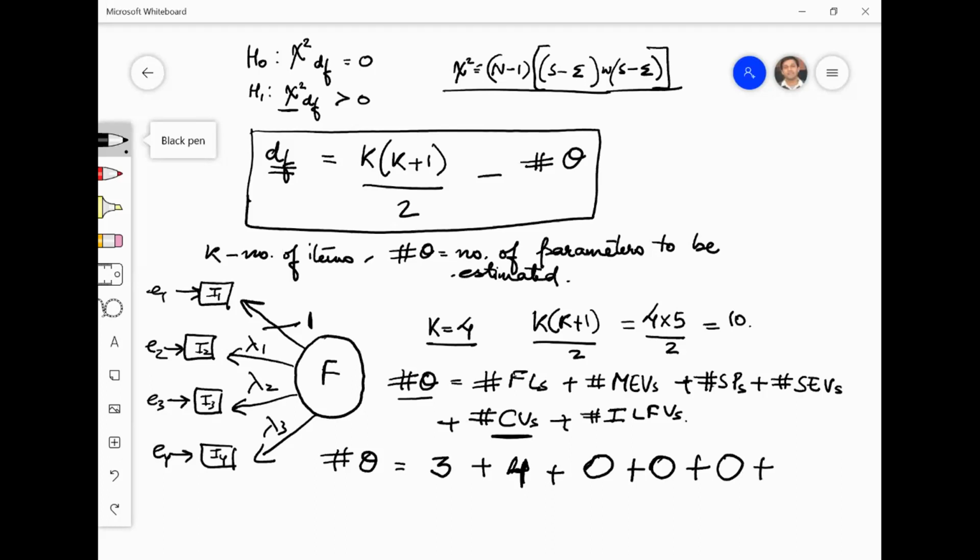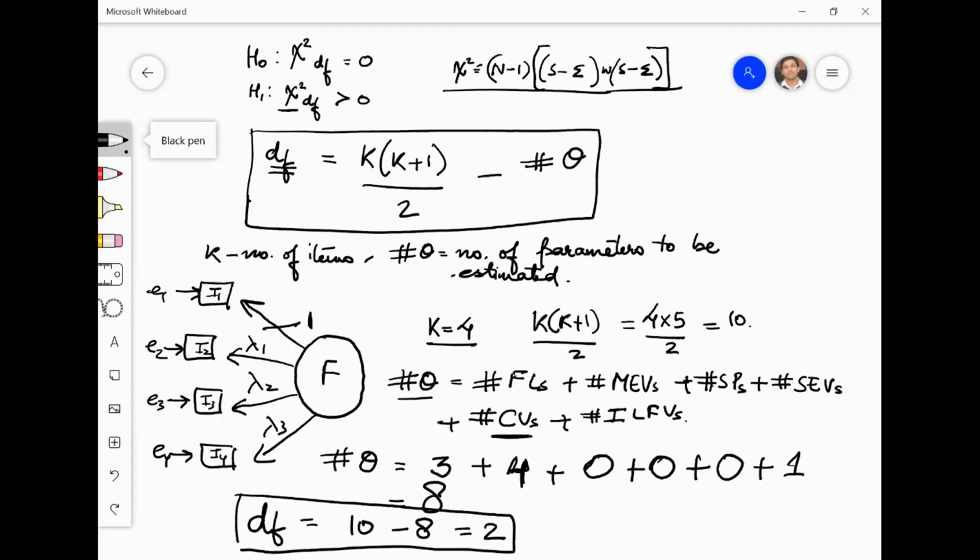And how many independent latent factors? So we have 1. So it becomes 8. So what is our degree of freedom? It becomes 10 minus 8, which is 2.